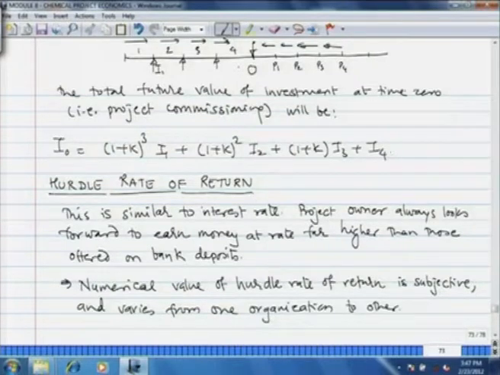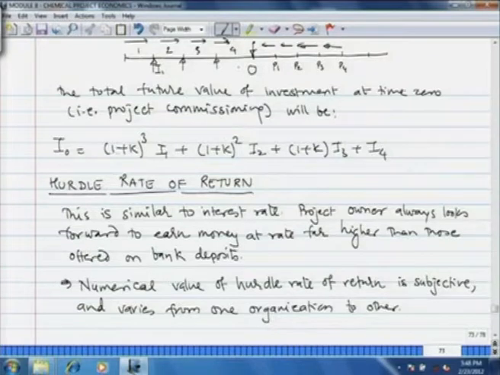And I4 is the investment at time 0. At time 0, you also invest the working capital, so our working capital is also part of I4. So the total future value of investment at time 0 is I0 = (1+k)^3 I1 plus so on; this we can also write in the form of a summation, which we shall see later. But let us first see the concept of hurdle rate of return and how it is related to the interest rate in a bank.